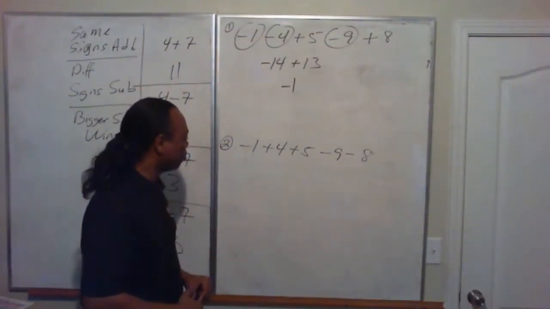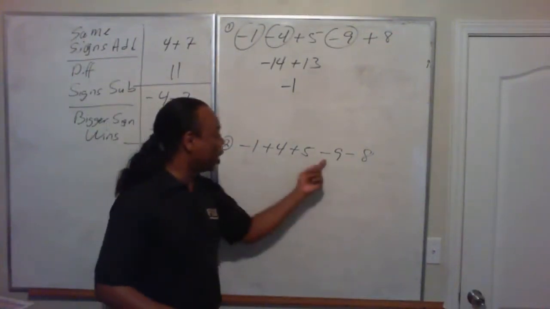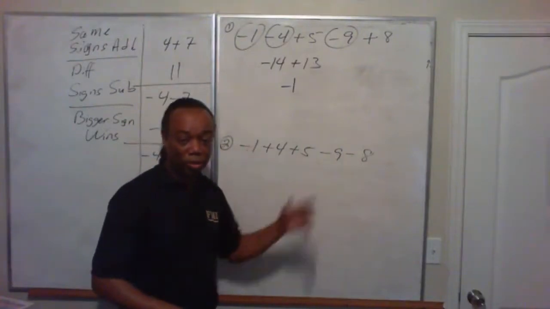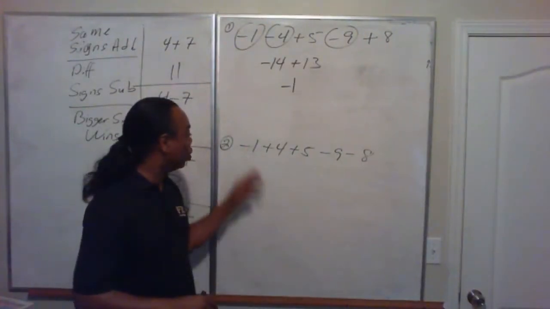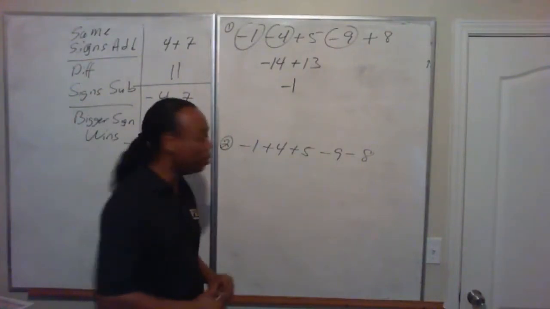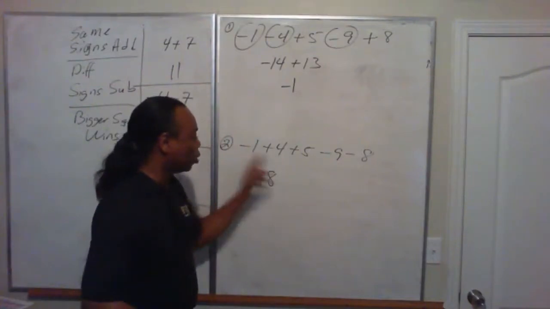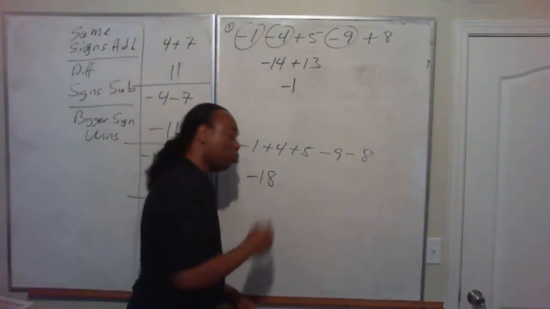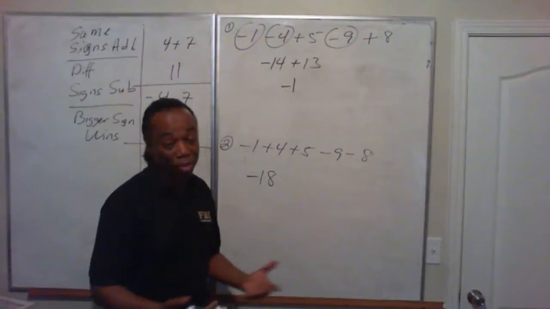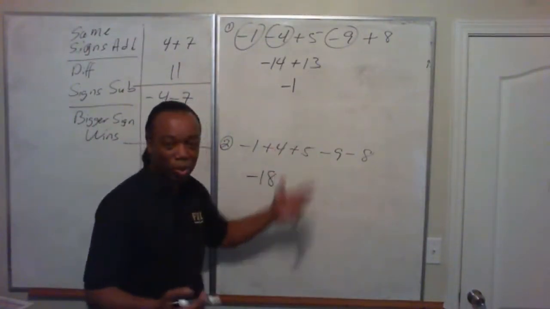Okay. Here, putting together all my negatives. I have a negative 1, a negative 9, and a negative 8. Those are all negatives. So same signs will add. So when I add all these, I'm going to get an 18. In particular, this is going to be a negative 18 because we added all negatives. So remember, bigger sign wins. So everything's negative.